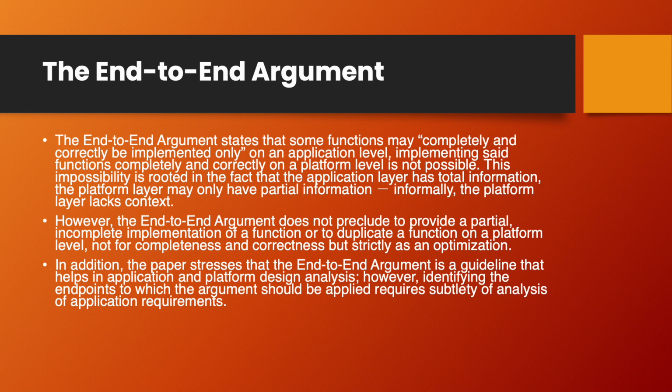The end-to-end argument states that some functions may completely and correctly be implemented only on an application level. Implementing said functions completely and correctly on a platform level is not possible. This impossibility is rooted in the fact that the application layer has total information. The platform layer may only have some partial information. Informally, the platform layer lacks context.